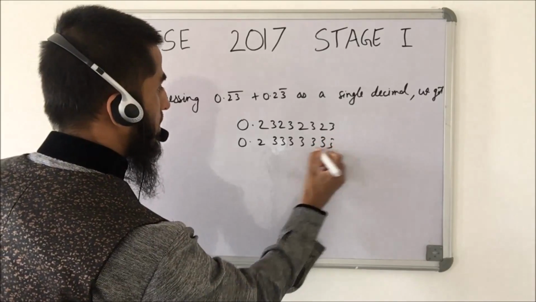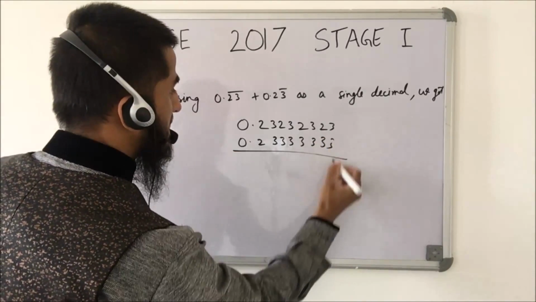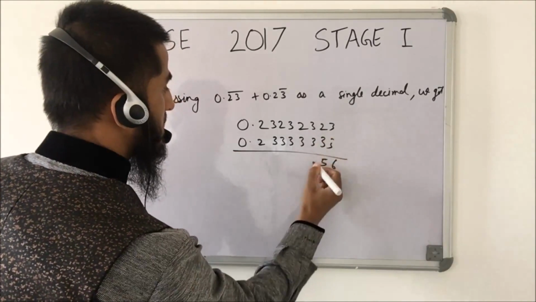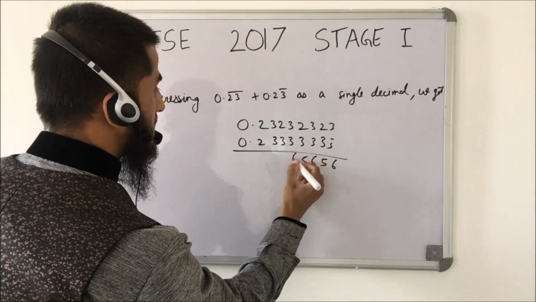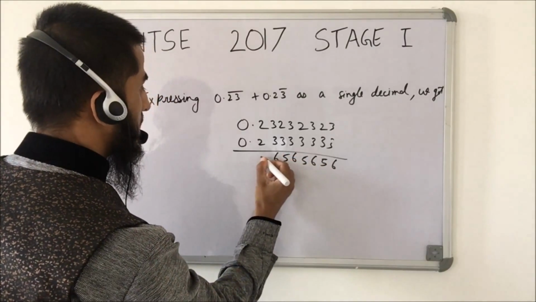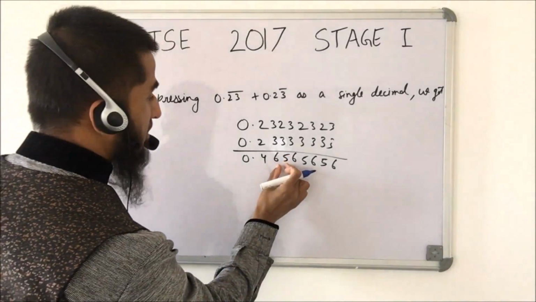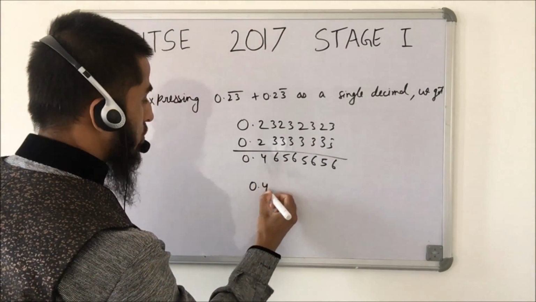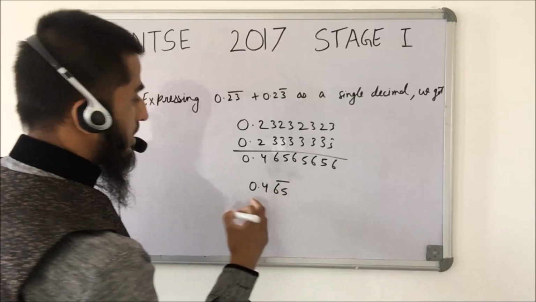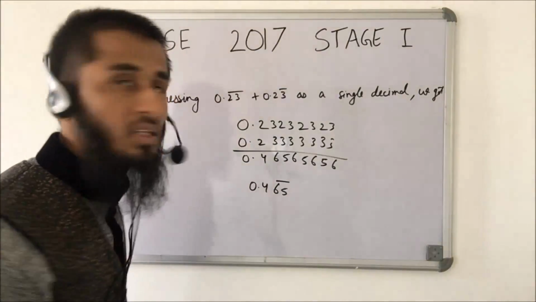Now if I add, simply we can see that this is 6, this is 5, this is 6, this is 5, this is 6, this is 5, this is 6, and this is 4. So I can see that my 6 5 is repeating, so I can say this is 0.465 bar. So 0.465 bar is the correct answer.